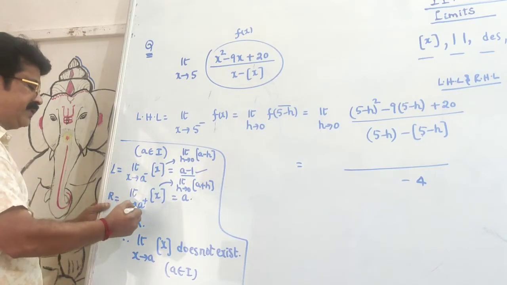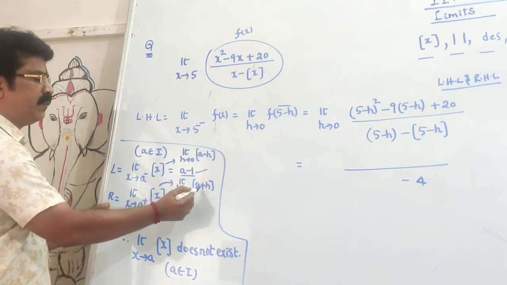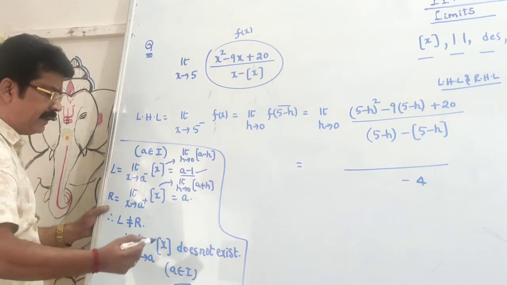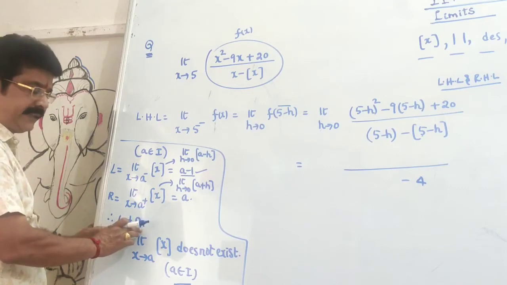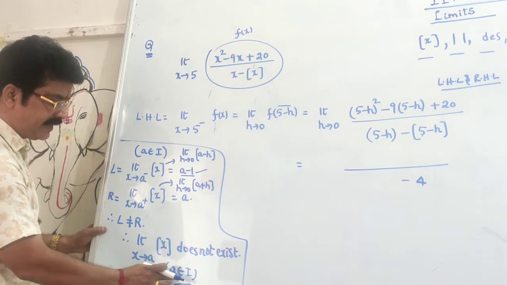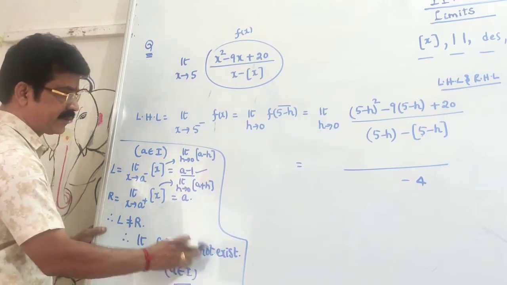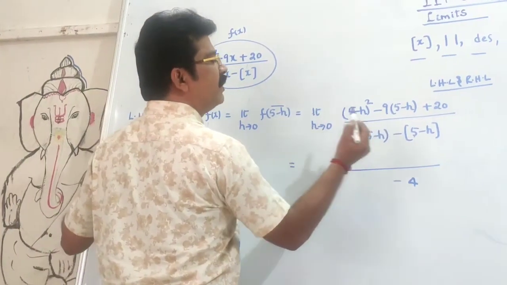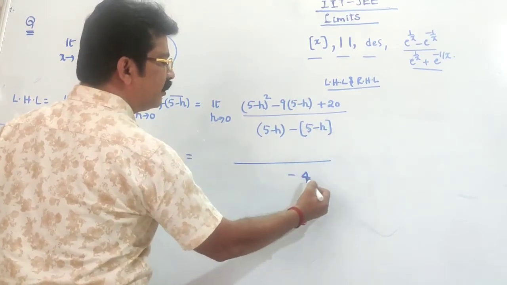Next, limit x tends to a plus of box of x equal to limit h tends to 0, box of a plus h, that is equal to a, whereas a is the integer. Thus left hand limit is not equal to right hand limit. Hence limit x tends to a, whereas a is an integer, this limit does not exist. Remember. So it is in the form of limit h tends to 0, box of a minus h. Therefore a minus 1 means 4.